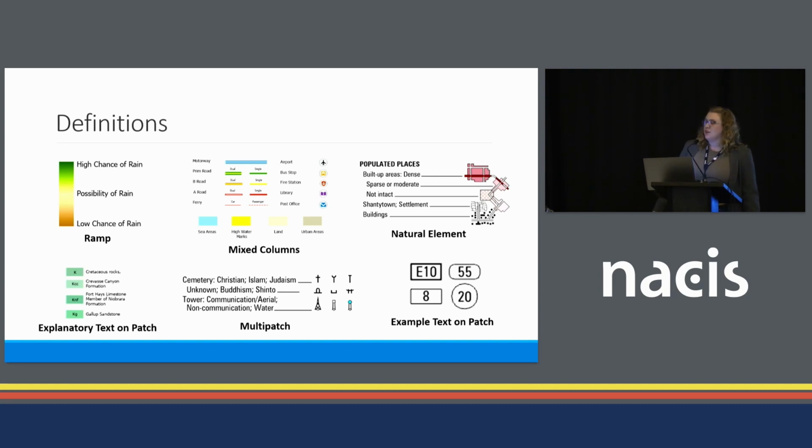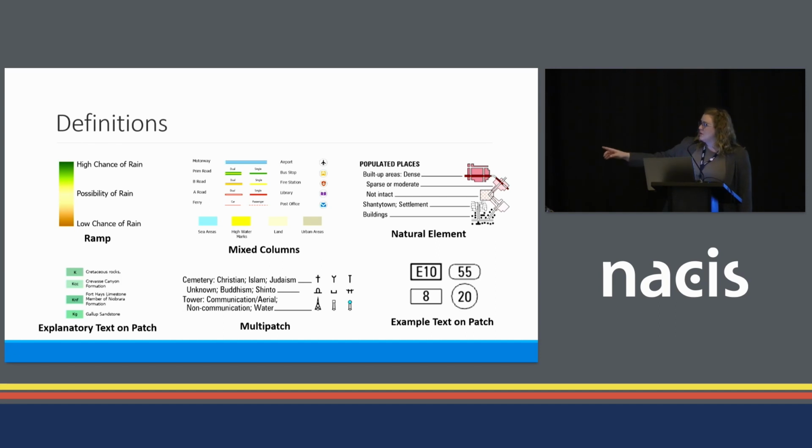I also discovered there are 2 kinds of text in legends that I commonly saw. One is explanatory text, and this is where there's text on the patch shape itself that provides more information. Very common in geology maps. You can see that Cretaceous is represented with a K, and so you need both of those pieces of information.